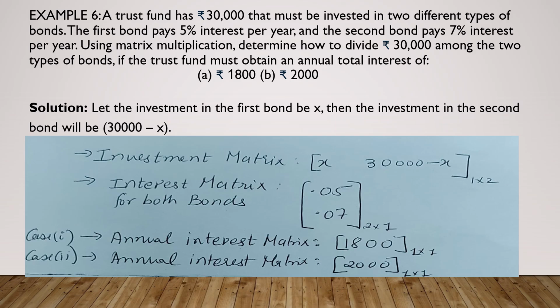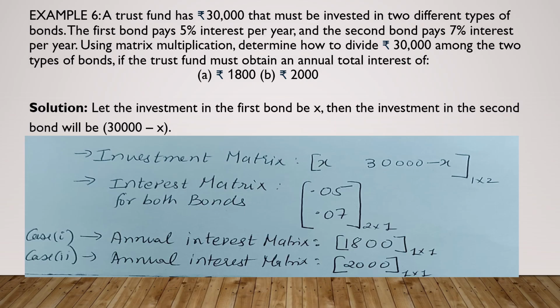Now you have some real life application examples of matrices. They will be interesting. Example 6. A trust fund has rupees 30,000 that must be invested in two different types of bonds. The first bond pays 5% interest per year. Second one pays 7%. Using matrix multiplication, determine how to divide the fund of rupees 30,000 among the two types of bonds, so that the annual total interest in the first case you are obtaining is rupees 1800 and in the second case rupees 2000.